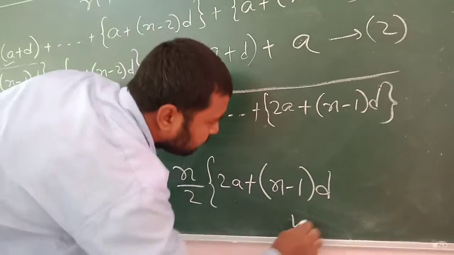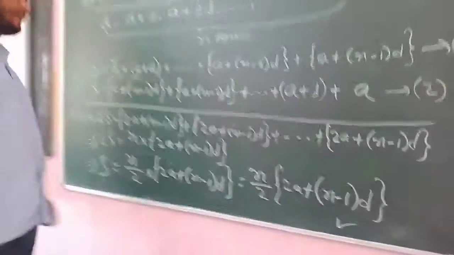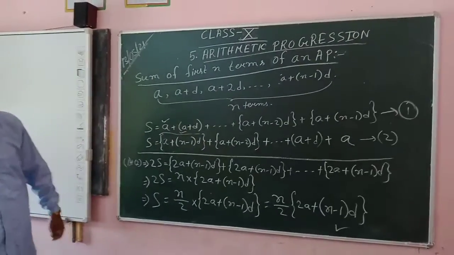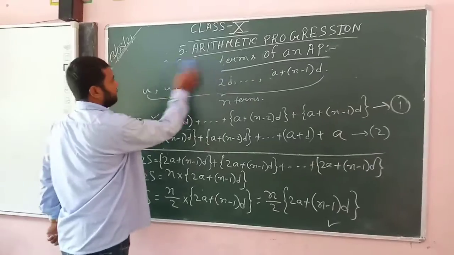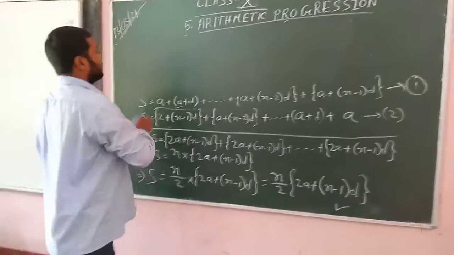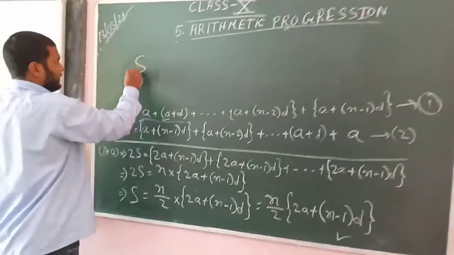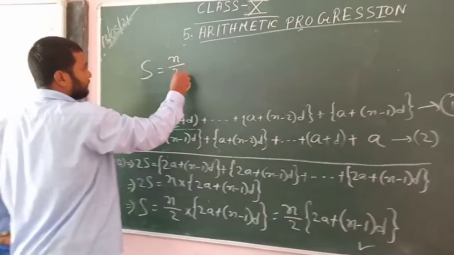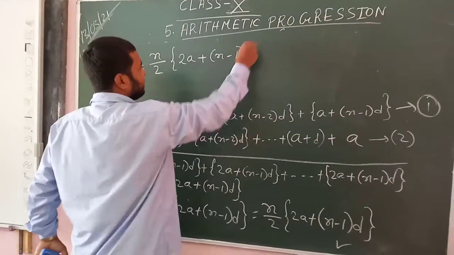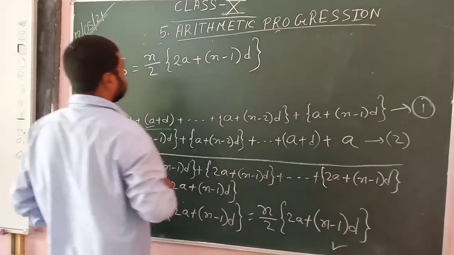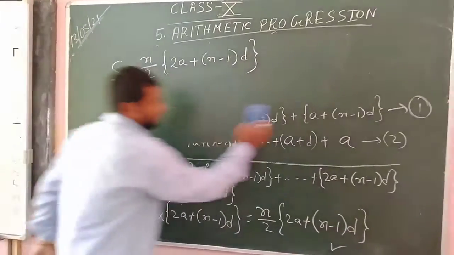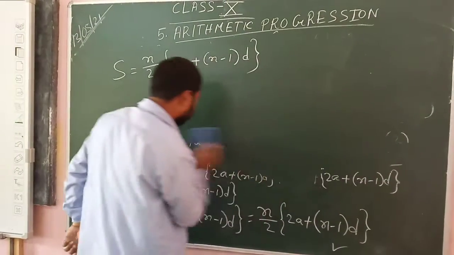So this is very important. This is the sum of n terms of the AP. So now you write s equal to n by 2 into twice a plus n minus 1 d. This is one of the very important formulas. We have done the deduction.